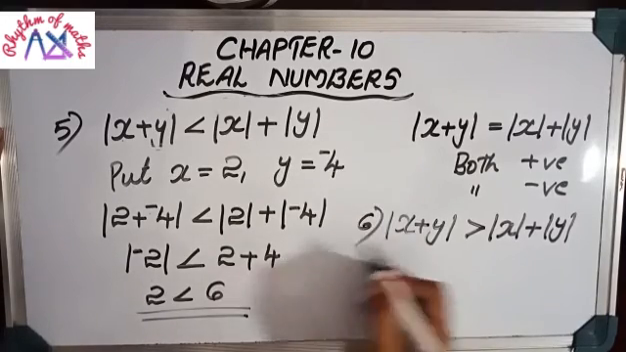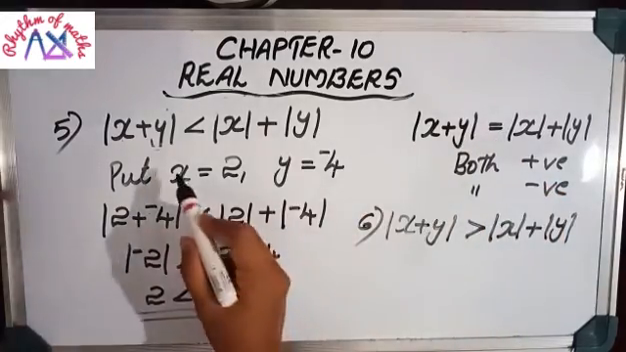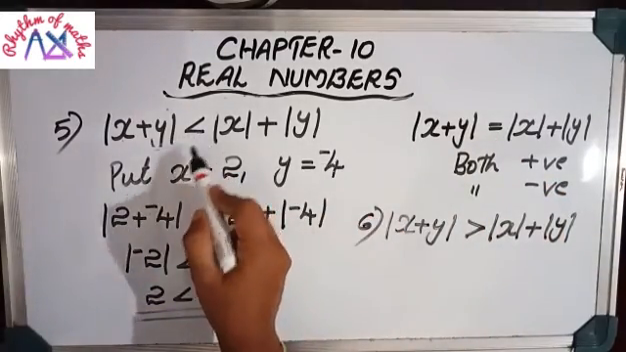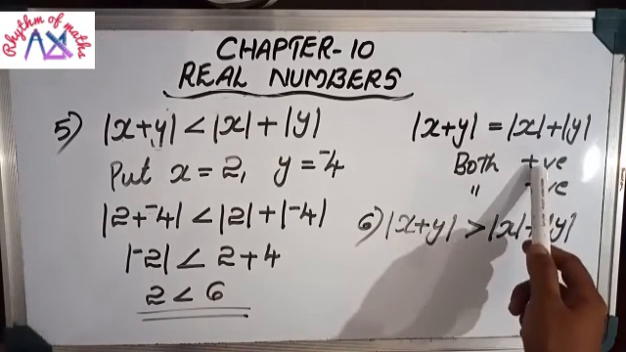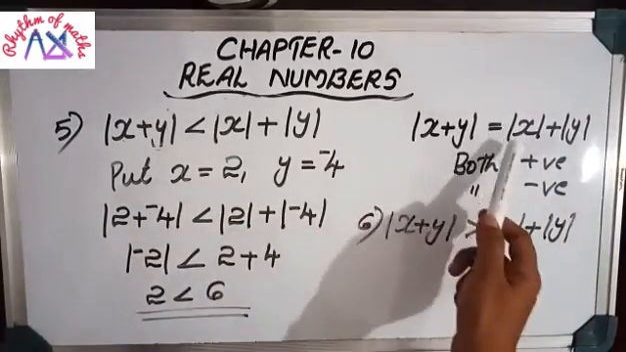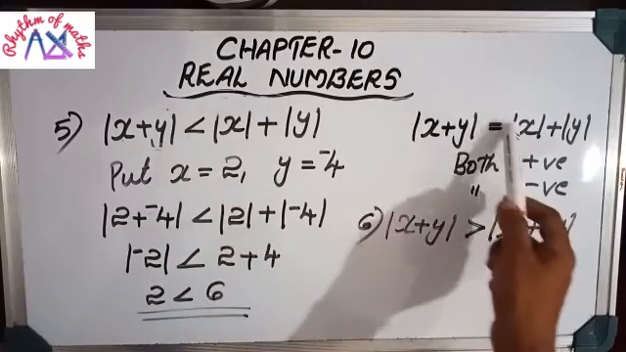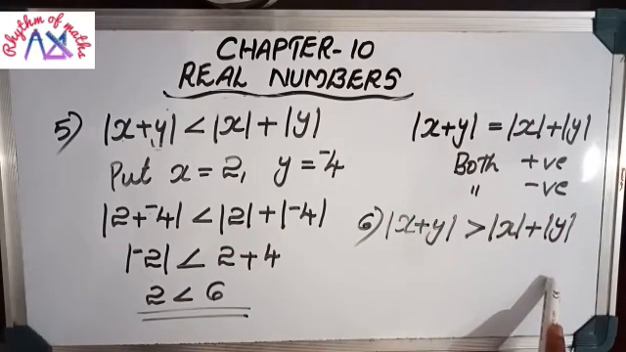Because we already proved that when both are positive or both are negative, it is equal. Now if one is positive and one is negative, it is less than. Any other possibilities? No. With only two numbers, there are three possibilities: both positive, both negative, one positive and one negative. For these, one case is less than and the others are equal. So for greater than, no possibility exists.